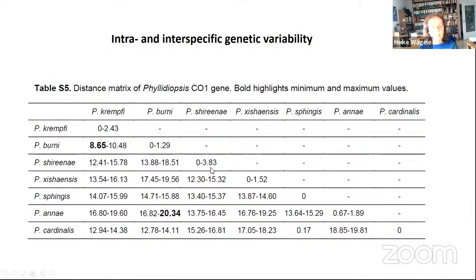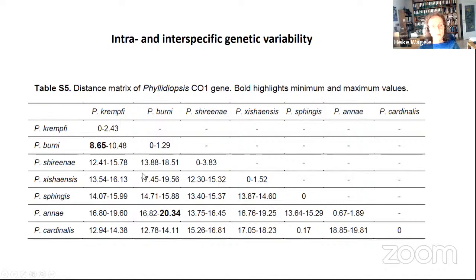When we look here at Shirine, this is a little bit more, nearly 4%. Here in Sphinx, we have no difference at all, and that's also less than 2 and no differences at all in Cardinalis. Well, this was only one specimen. But we see also that the highest distance between the species was between Phyllidiopsis anne and Phyllidiopsis burni, with more than 20% difference.